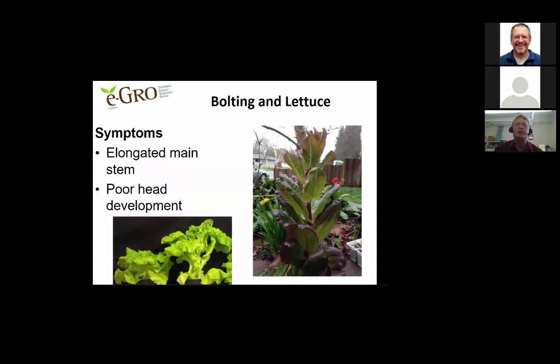So then a similar problem with lettuce. Again, the symptoms of bolting in lettuce would be an elongated main stem. As well, you can have poor head development. So instead of having a compact lettuce head, you're starting to get long internode elongation. So you won't be able to get that compact marketable head of lettuce.